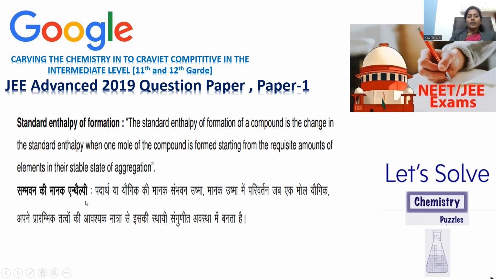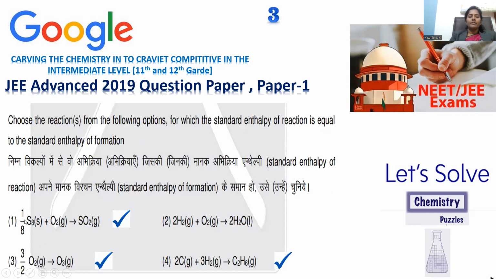So the standard enthalpy of formation is what we discussed when it is possible. 1 mole of the compound formed is required, right? So that is the important condition which is available in option 1, option 3, option 4, right?